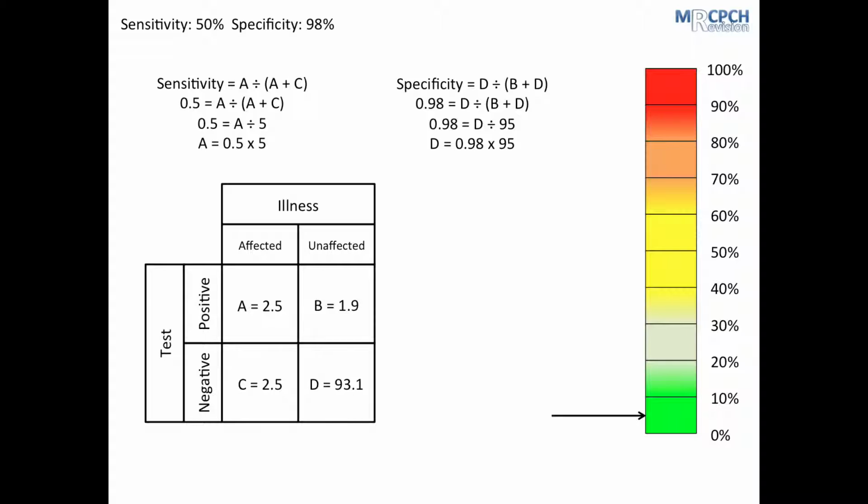All that remains is to calculate the positive predictive value, which is A divided by A plus B. That is 2.5 divided by 2.5 plus 1.9, which works out to 0.57. So our post-test probability of UTI jumps from 5% to 57%. You can see that this has introduced significant doubt to our diagnosis.